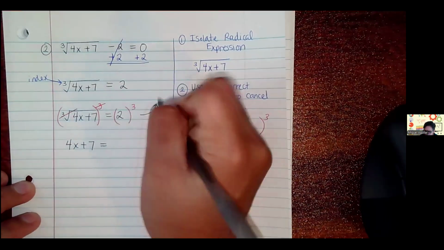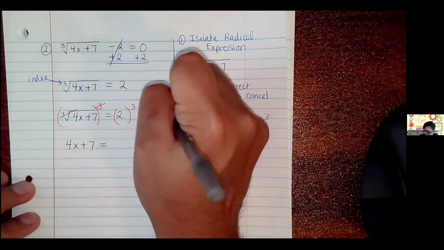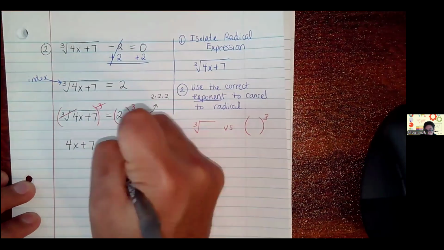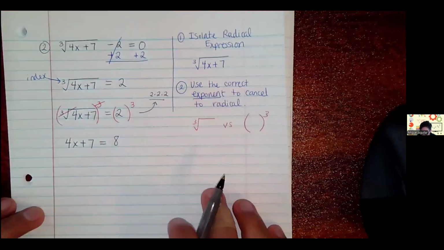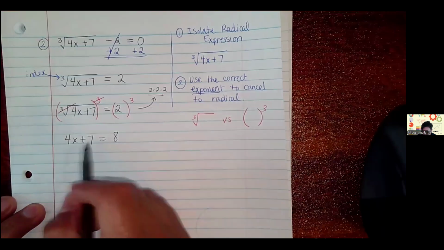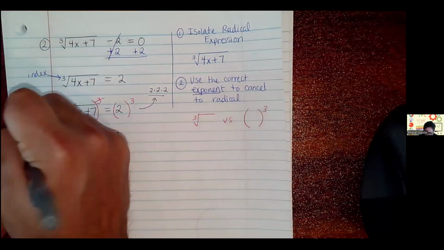Again, if you have to remind yourself what we're actually doing here, it's 2 times 2 times 2. So that's going to be 8. You can also put that in the calculator, so you don't have to do this by hand, okay? It looks like we're dealing with a linear equation.